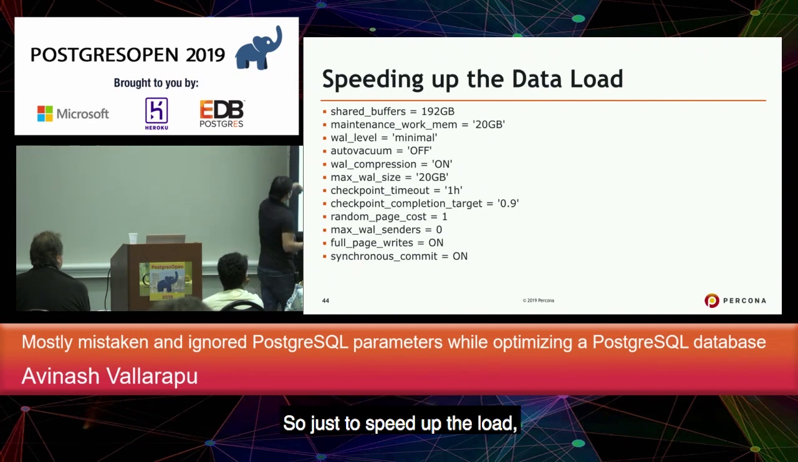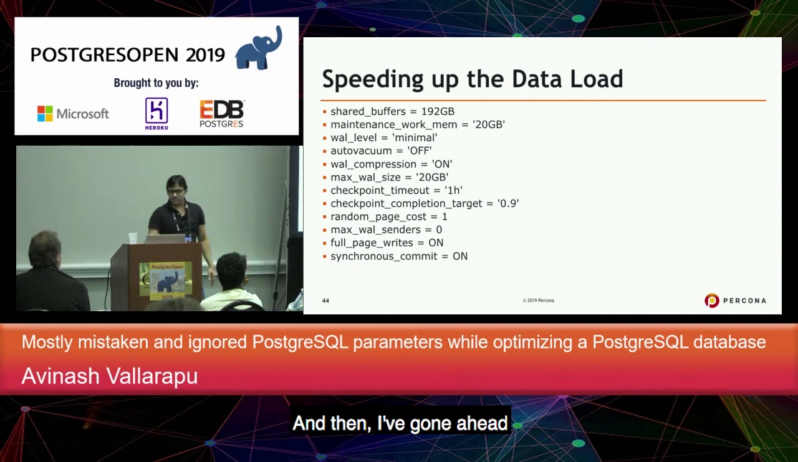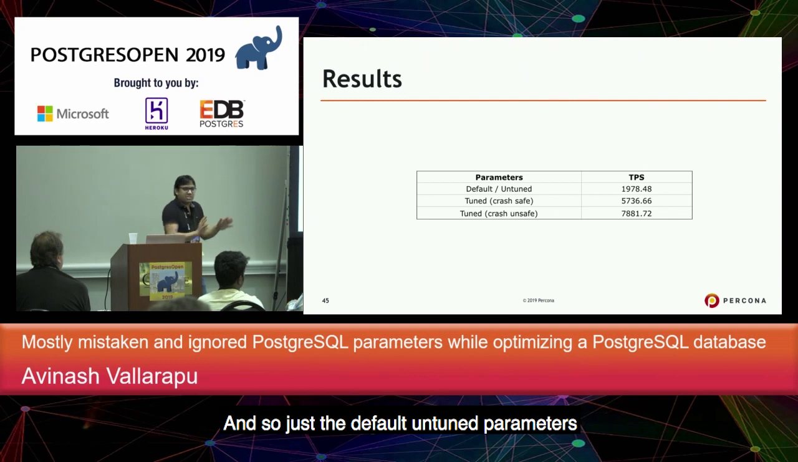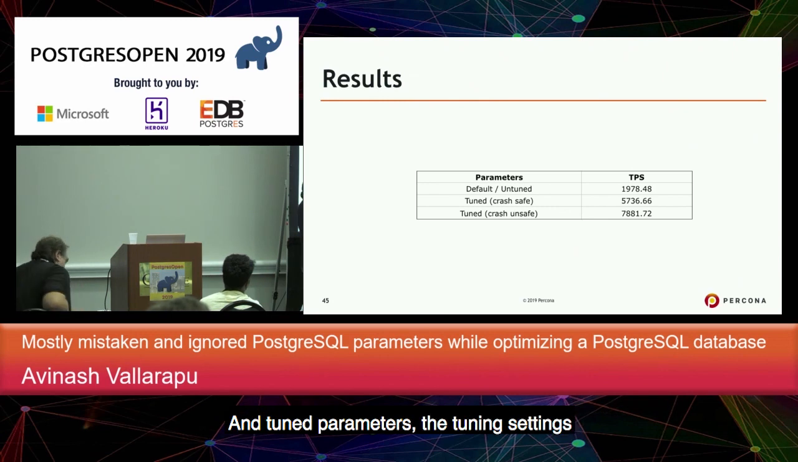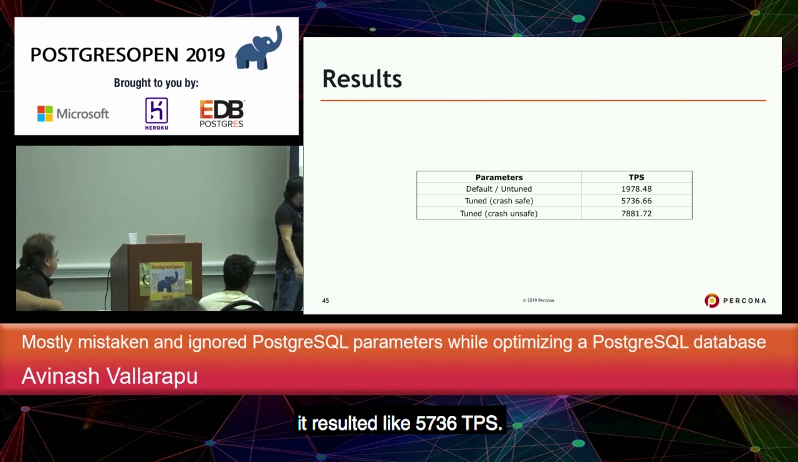So just to speed up the load, I've set these parameters. And then I've gone ahead and run the Sysbench TPCC test, right? Just the default untuned parameters resulted in 1978 TPS. And with tuned parameters, the tuning settings that we discussed just now, it resulted in 5,736 TPS.